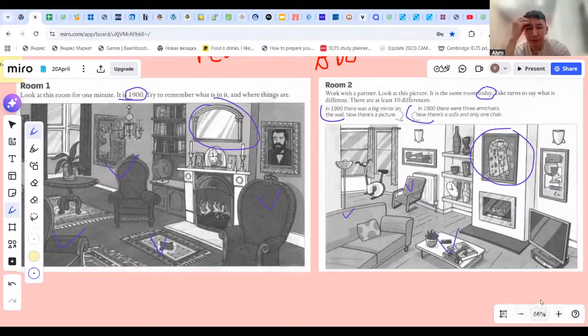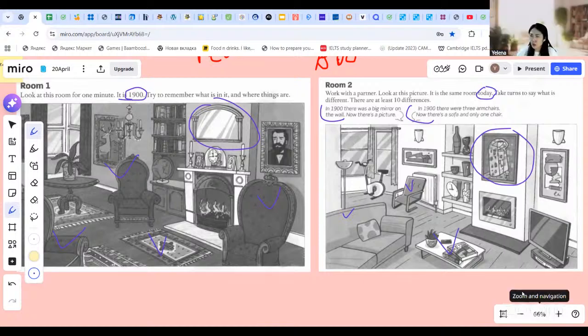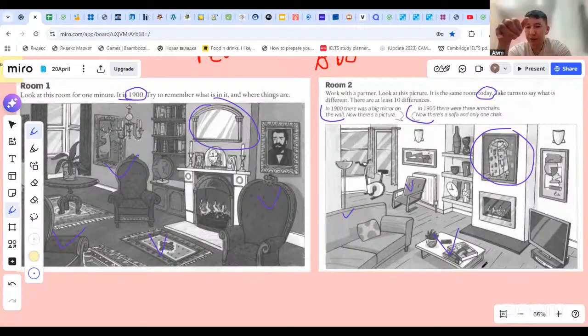And the TV. Sorry, what did you say? The TV. Yes, and the TV. Okay. Good. What else?